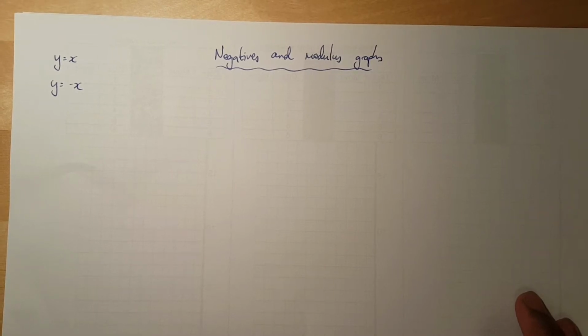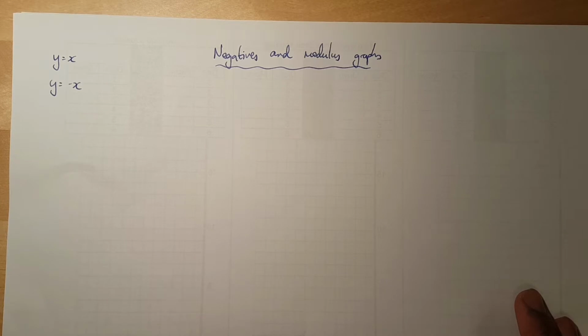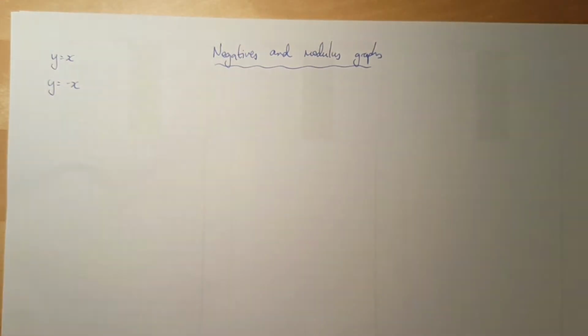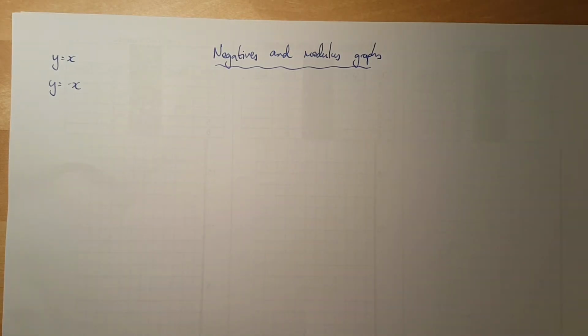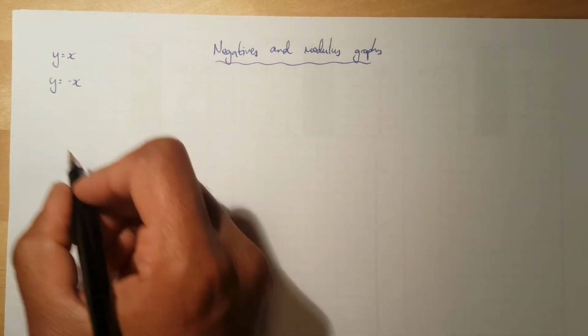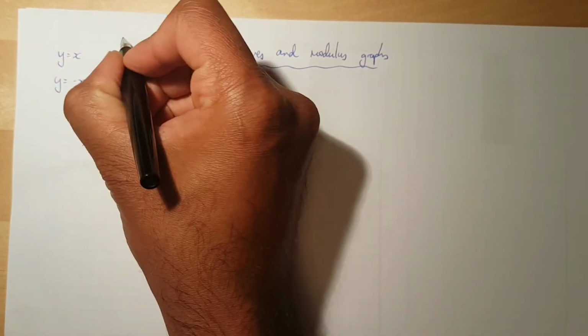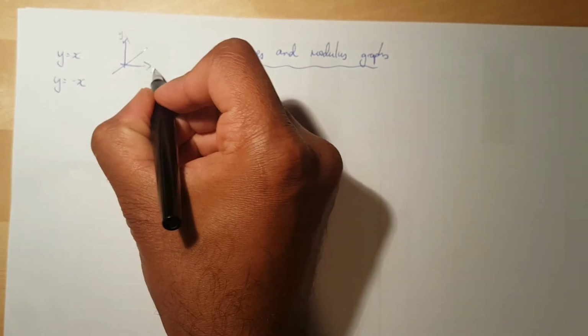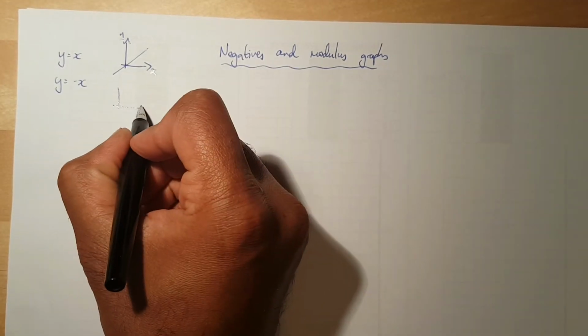Modulus graphs are confusing when we start them, and when we introduce negatives, they can become even more confusing. Let's start with y equals x and y equals negative x. We're going to sketch graphs of each of them, and then we're going to see what happens when we take moduluses of each of them. So y equals x is obviously something like that, if that's y and that's x.